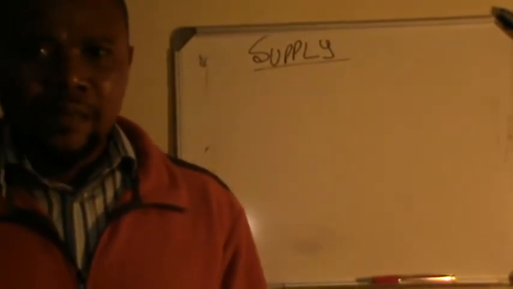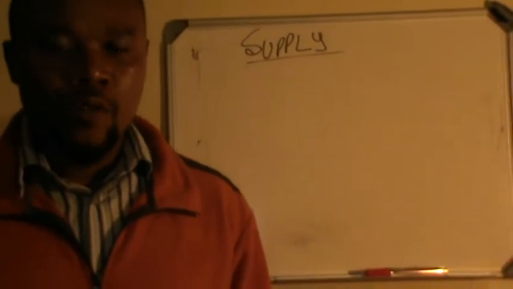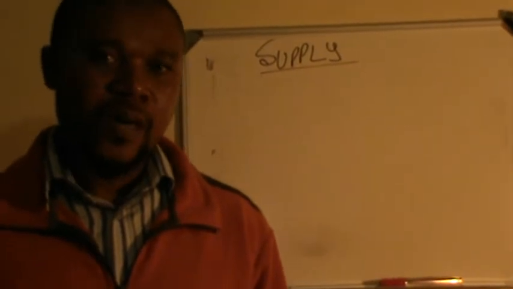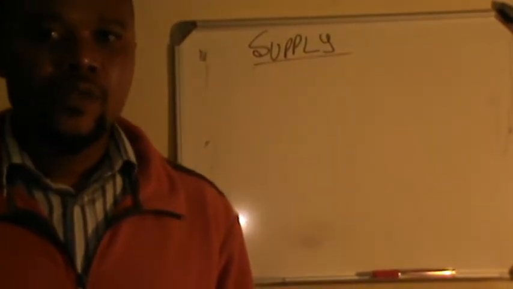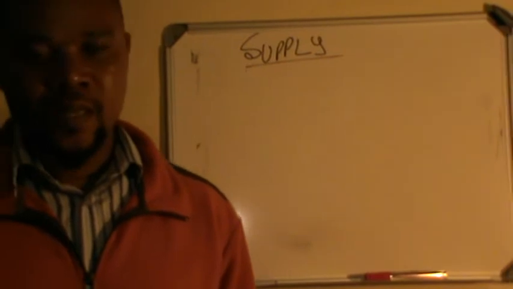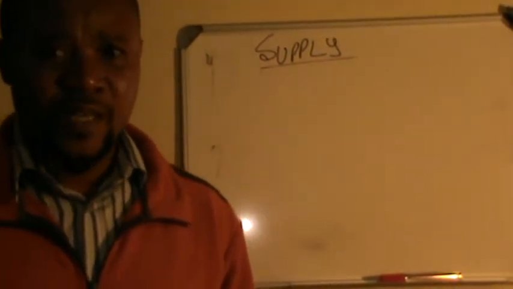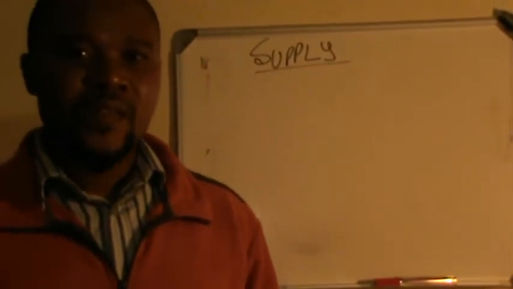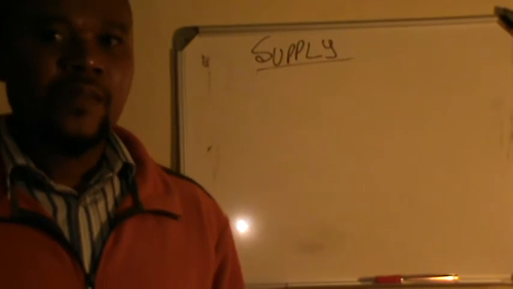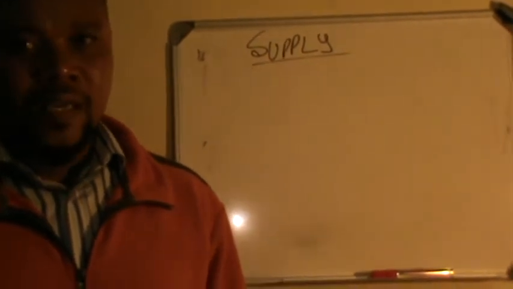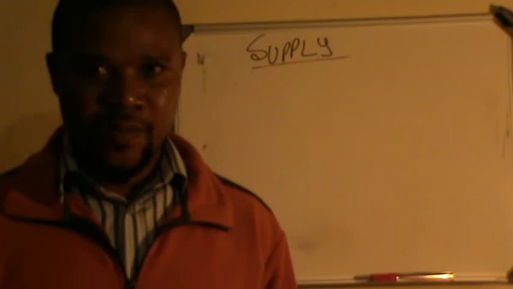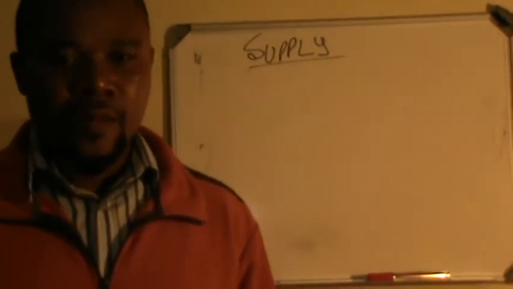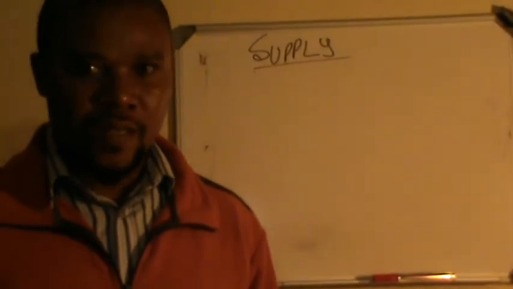And just like we have the law of demand that states that there is a negative relationship between the price of a good and the quantity of the good that is being demanded, and that relationship is negative. On the supply side, the law of supply states that there is a positive relationship between the price of the good and the quantity of the good that is being supplied. But like demand, supply also has its own factors that determine it.